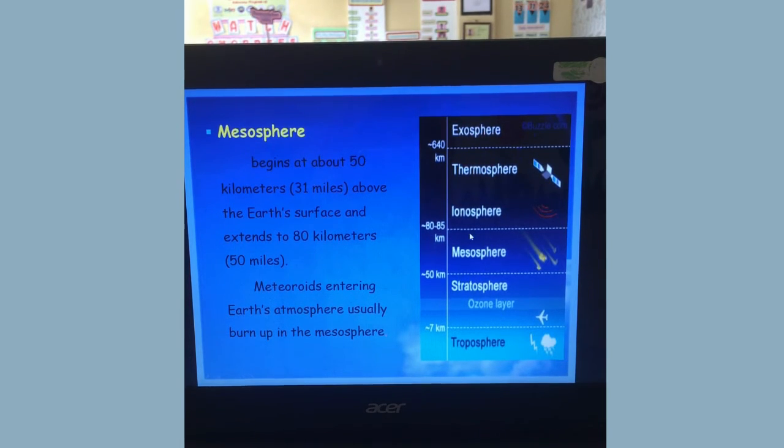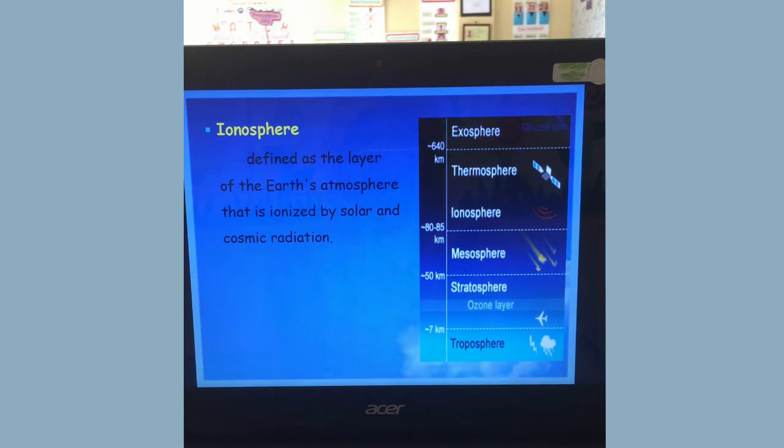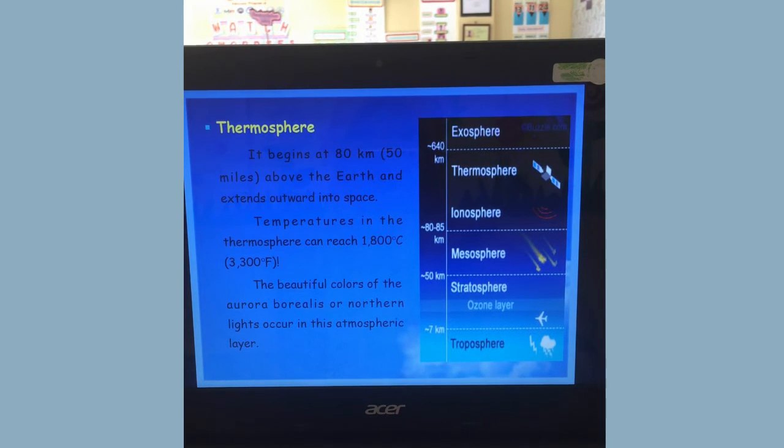The mesosphere is what we can see here. It is where shooting stars, also called meteoroids, burn up, because the gases interact with each other. Next is the ionosphere. The ionosphere is defined as the layer of the Earth's atmosphere that is ionized by solar and cosmic radiation. It includes the ions for our radio waves.